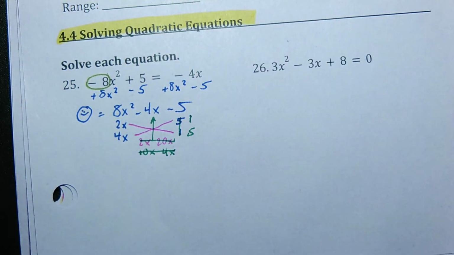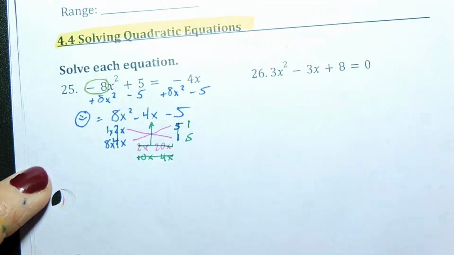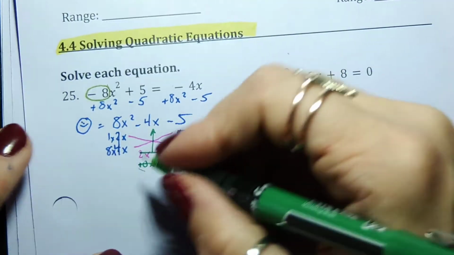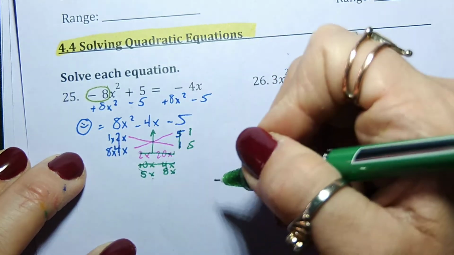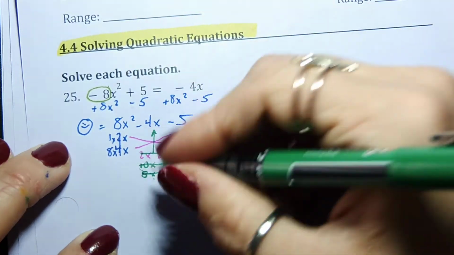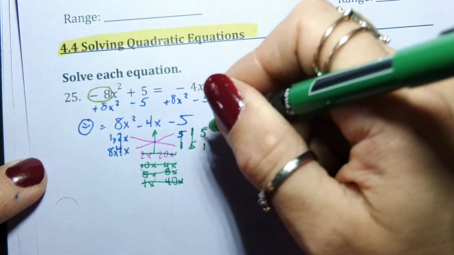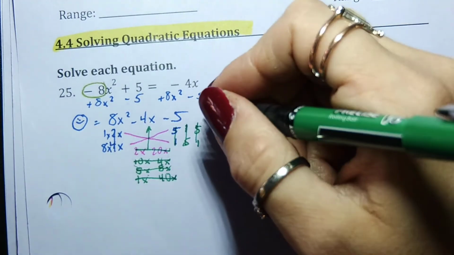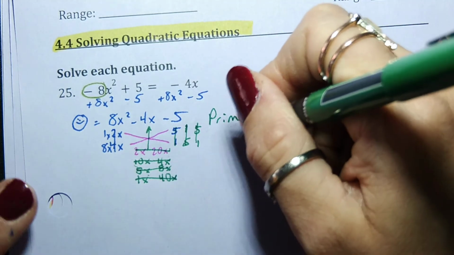So what do we do now? We try my other factors of 8, which would be 1 and 8. So I'm going to do 1x and 8x. So this times the 5 would be 5x. 8x times the 1 would be 8x. Ooh, we're close, but that's still not going to get me 4. So that's out. Let's try flipping this one more time. That gives me 1x. That gives me 40x. Yeah, that's a no. So what does this tell us? It's prime. Do we give up and just say we're done? Nope. We've got to use the quadratic formula.